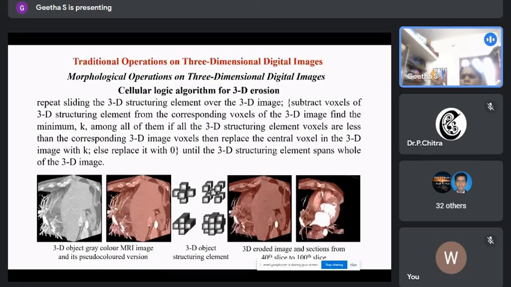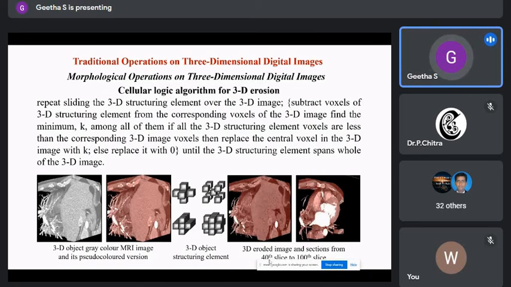First of all, you have to subtract voxels of the 3D structuring element from the corresponding voxels of the 3D image. It is most important. Find the minimum K among all of them. If all the 3D structuring element voxels are less than the corresponding 3D image voxels, then replace the central voxel in the 3D image with K. Otherwise replace it with 0. So this one is the eroded image values. This is also the 40th slice and 100th slice.